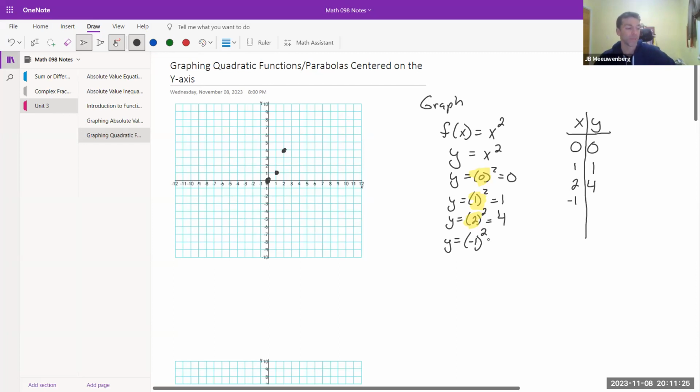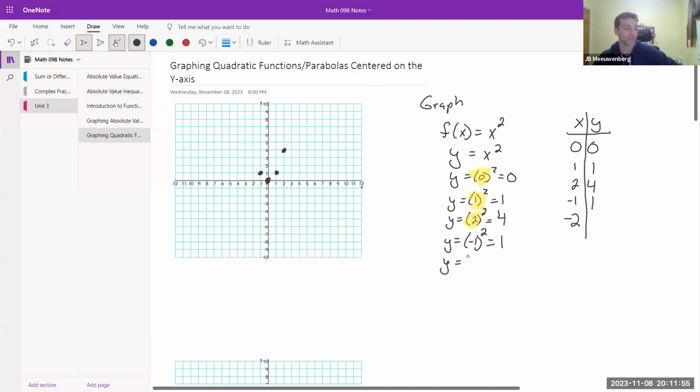(-1) squared is +1. Remember, if you plug this into your calculator as -1 squared, it's going to give you the wrong answer. It's going to give you -1. We want the whole thing squared. We want the negative times the negative. Make sure you put parentheses around that. So (-1, 1). Where's that? 1 to the left and 1 up, right there. And then we will do -2.